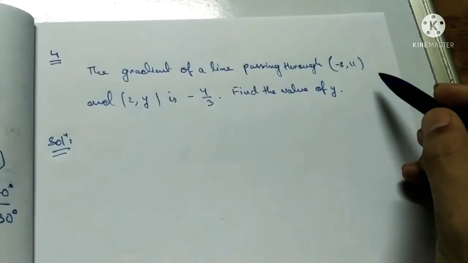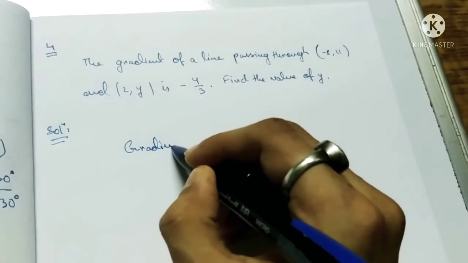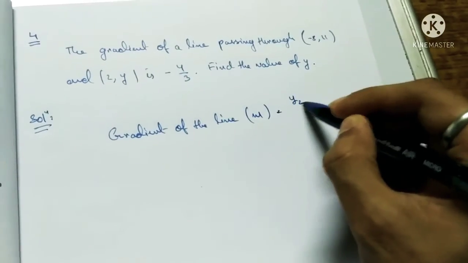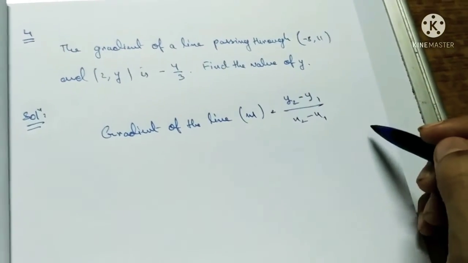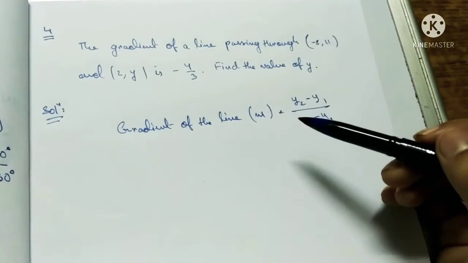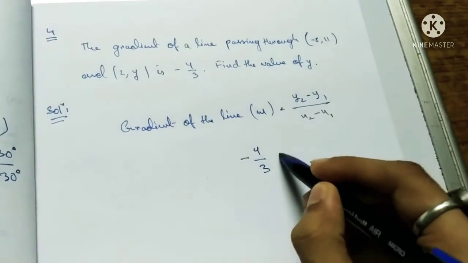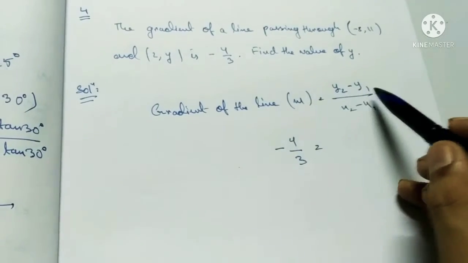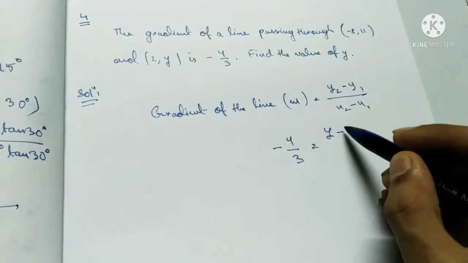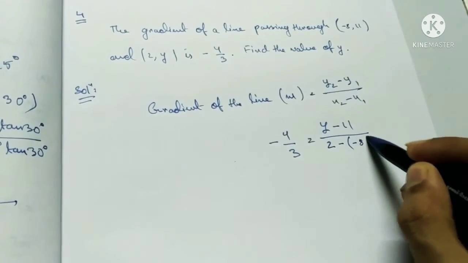So for the gradient of a line passing through 2 points, we know the formula: m is equal to y2 minus y1 by x2 minus x1. Now this gradient value is given. Here y2 minus y1, y2 will be our y, so y minus y1, which is 11, by x2, which is 2, minus x1, which is minus 8.